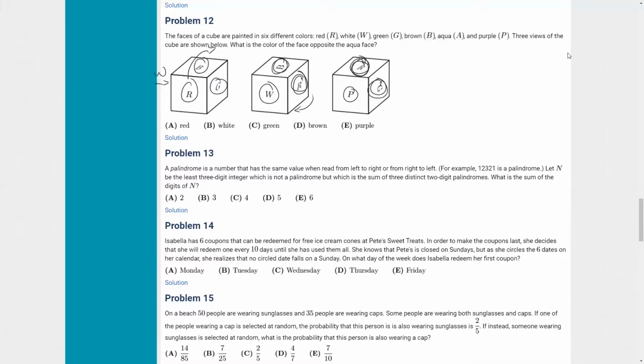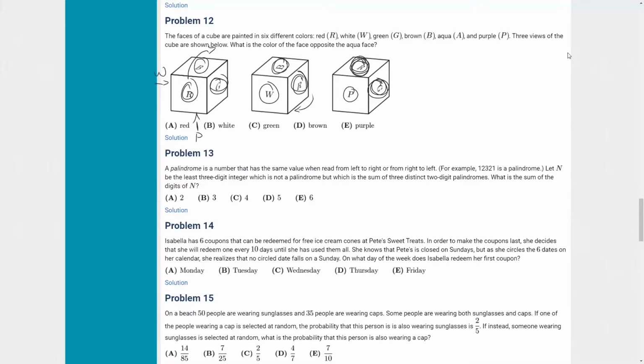So what happened? What happened was that cube number 1 was flipped up this way 90 degrees so that red went on top and green is on the right, which is consistent with number 1. So that means the bottom face on cube number 1 is purple.